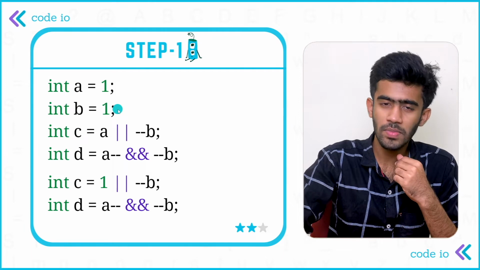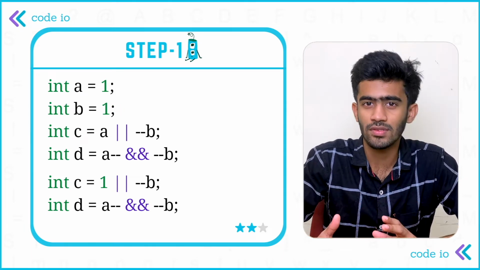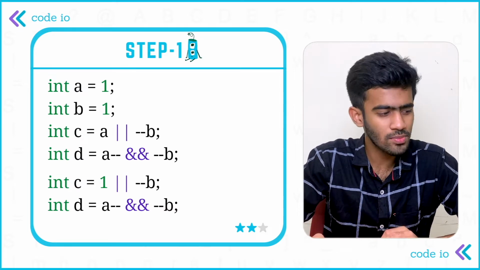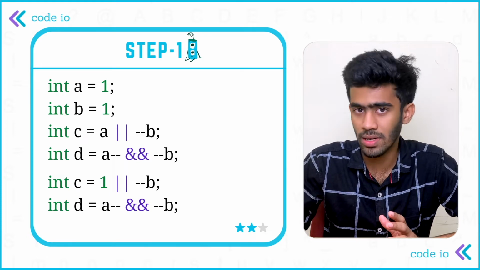So here we have those statements. a is equal to 1, b is equal to 1. It is straightforward, just assigning the values of a as 1 and b as 1. There are no complications here. So let's move on to the next line: c is equal to a || --b.